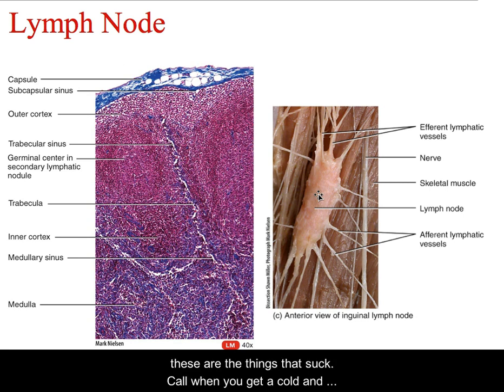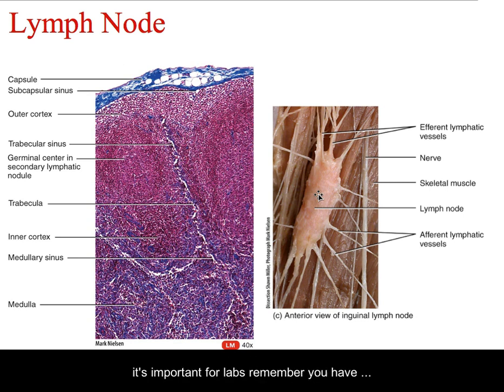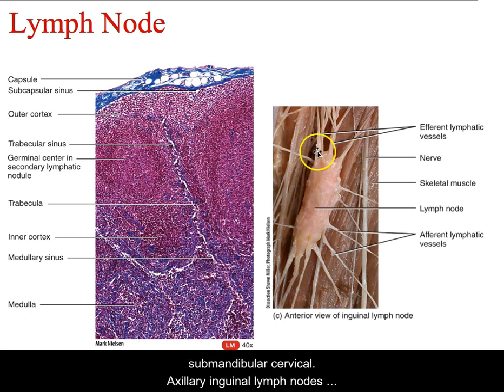axillary, inguinal lymph nodes, and each of these will swell, and that's because that's where peripheral infections will localize inside this space. And you can see there's that subcapsular sinus, there's a trabecular sinus and structure here, and as you move down to the medulla, that fluid comes in and bathes over all of these cells.